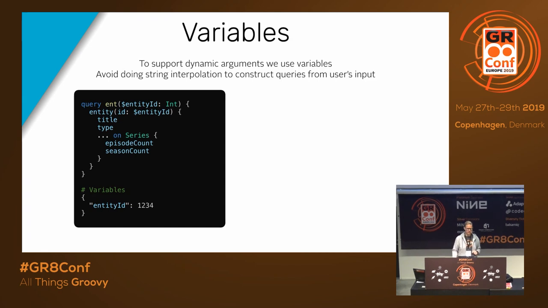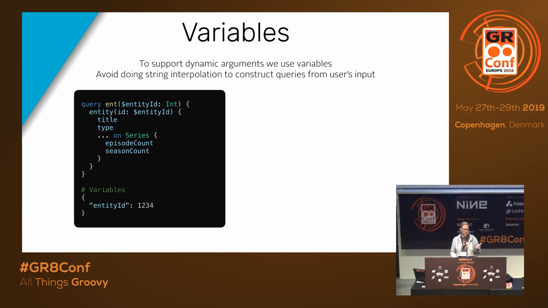Variables, and that comes back to GraphQL discouraging string interpolation. I've seen some implementations where, especially if you are new to GraphQL, people tend to just write GraphQL as you would REST. But now you're just sending stuff in a post request. But you should never, your query should be the same at every request, and then you use variables to change the things that actually should change.